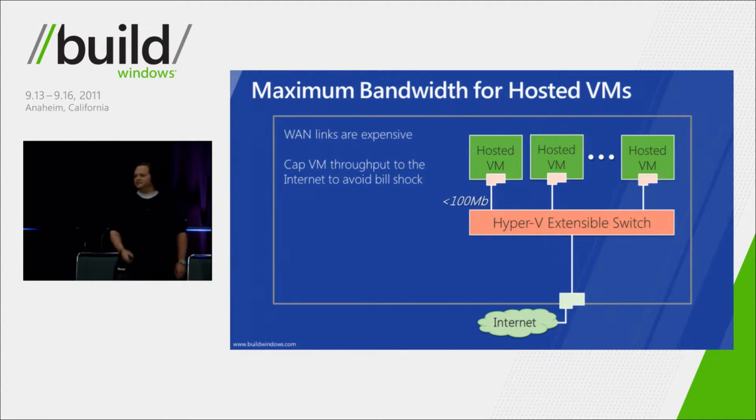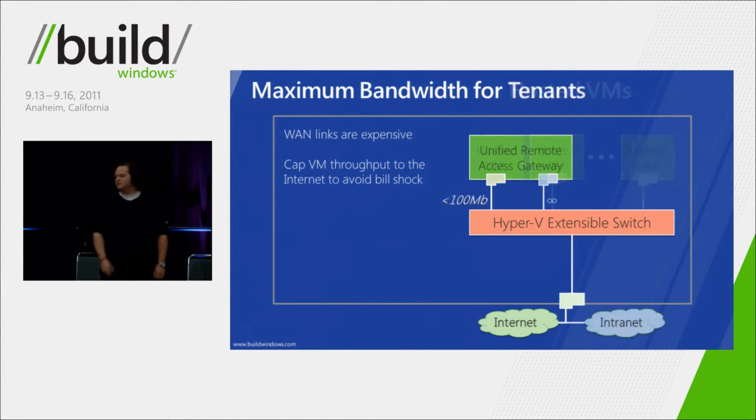The canonical scenario for this would be where you have an expensive WAN link coming out of your data center. So in this example, you might have a hosted VM that's exposing a network-facing internet service, and you don't want to have it just run up a huge bill, or your customer doesn't want to run a huge bill. So you can cap the bandwidth at 100 megs or whatever is sensible for your customer.